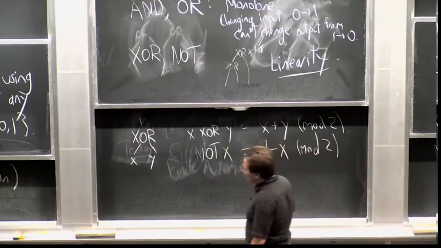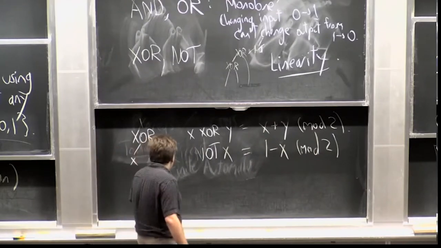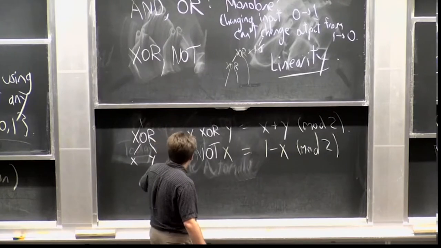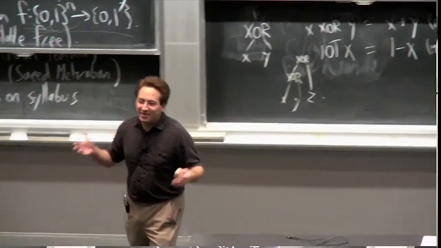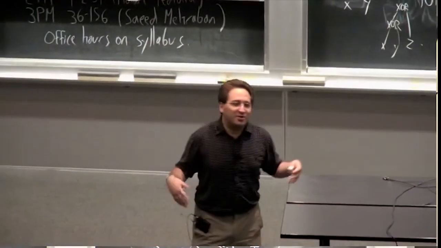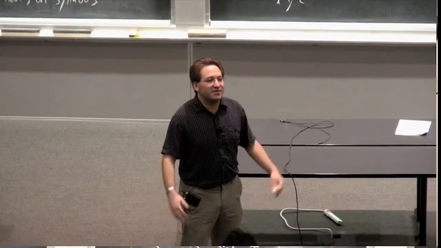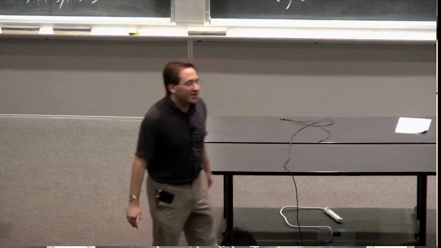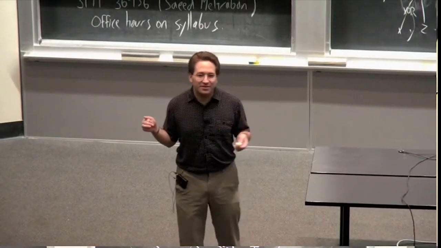Now these are both linear functions, right? So you can compose these, like you could have the XOR of x and y, and the XOR of that with z, for example. But that's just going to give you x plus y plus z mod two. You're always going to have a linear function in your input bits. No matter how many linear functions you compose, you're never going to get a quadratic function, for example. But what is AND as an algebraic function, mod two?